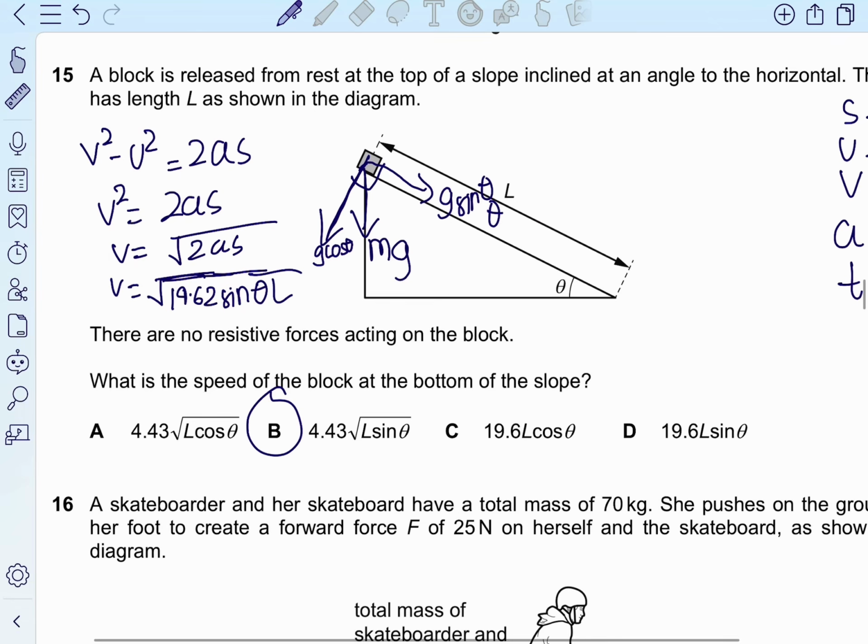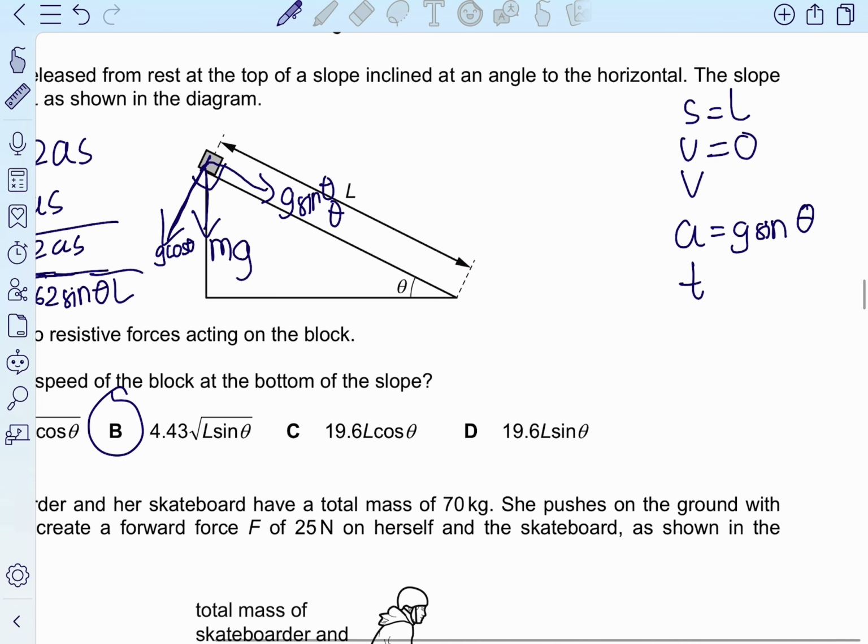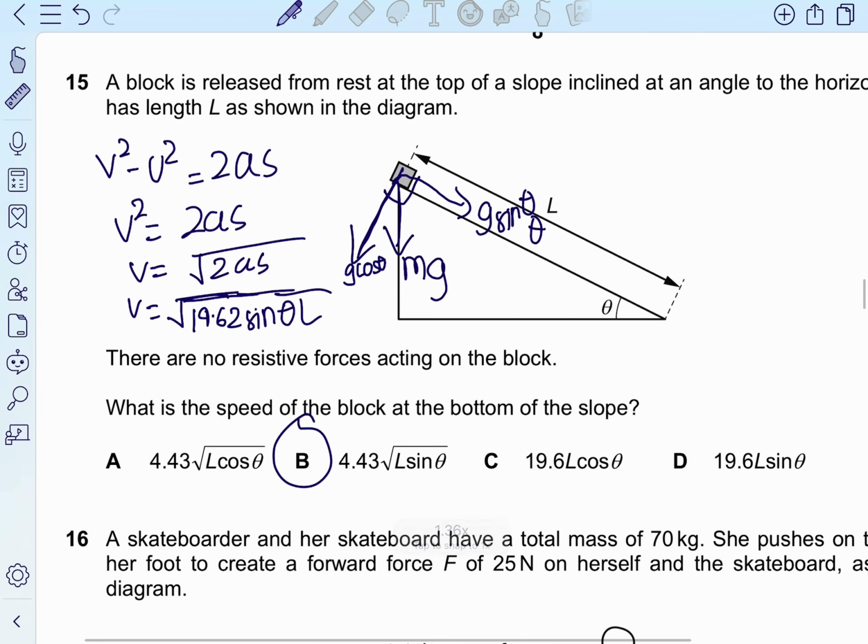So we applied the formula. Again, s is L, u is 0, acceleration is g sine theta. v squared minus u squared is 2as, so v squared is equal to 2as. v will be the square root of 2as. So 2a is 19.62 into the acceleration value, g sine theta. We have already multiplied g, so it's just sine theta, into the s value, that is L.